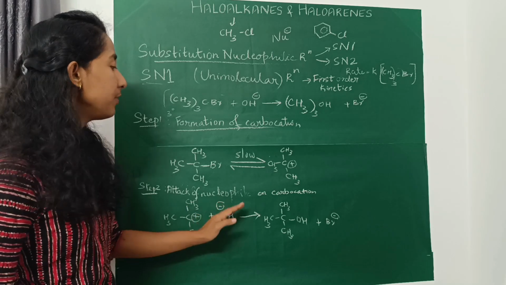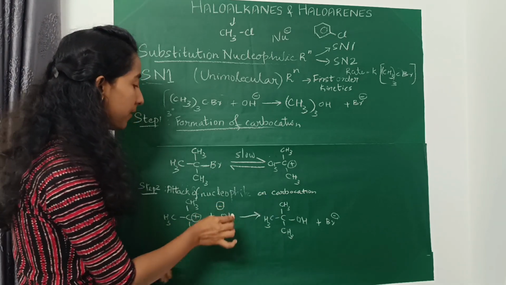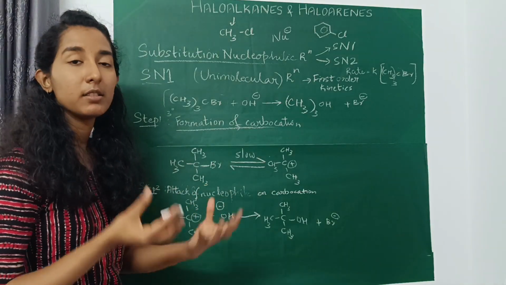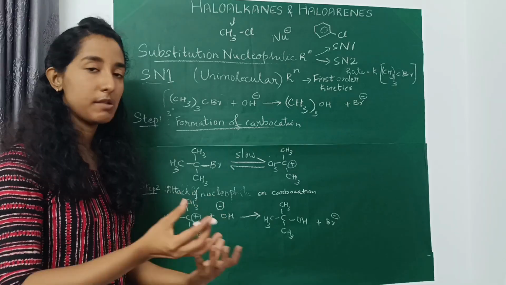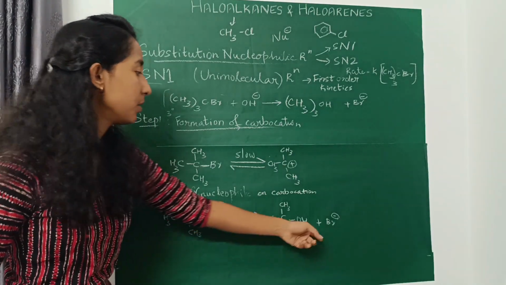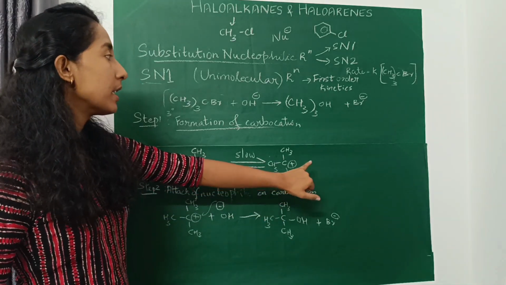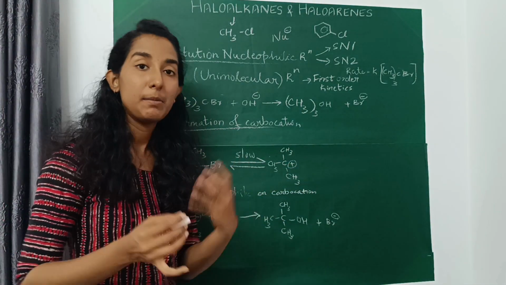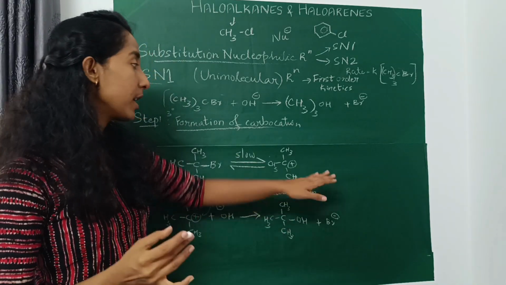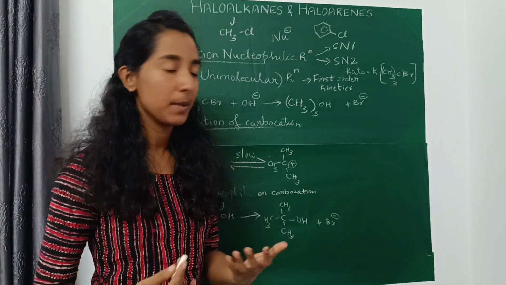The second step is the attack of the nucleophile on the carbocation. Here OH minus is the nucleophile, an electron-rich species, so it has a tendency to attack the positive center. It will attack this positive center to form the product. Since a carbocation is formed, in reactions where the carbocation is stabilized, SN1 reactivity will be more.